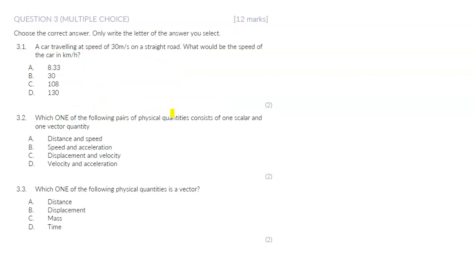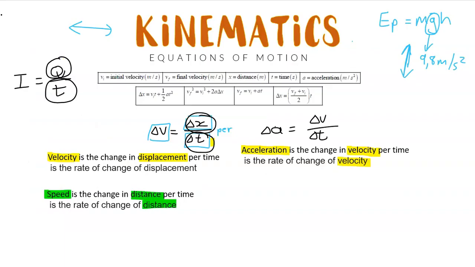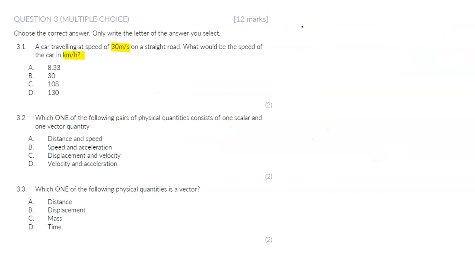Okay, now question 3. I'm really going to try not to determine the answer. A car traveling at a speed of 30 meters per second on a straight road. What would the speed be of the car in kilometers per hour? Now, we actually didn't do this conversion, but we did do the conversion of meters per second to kilometers per hour in the energy video. So let's just quickly do that again. I'm going to do it here. So if I have 30 meters per second, I'm going to do it the long way because I can't remember if I'm supposed to multiply or divide.